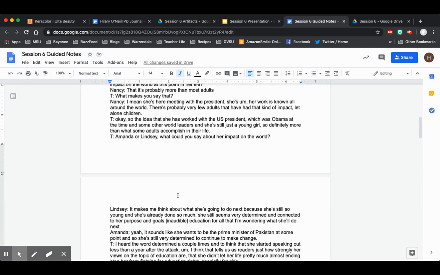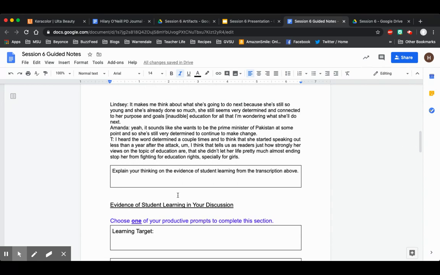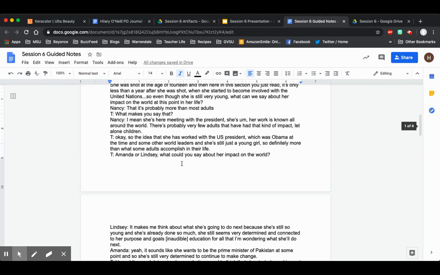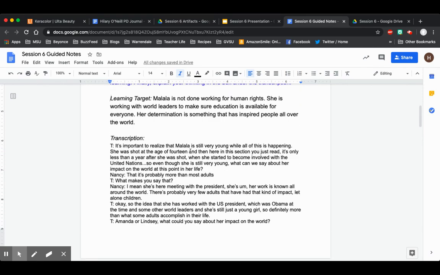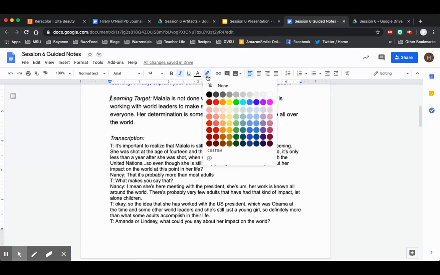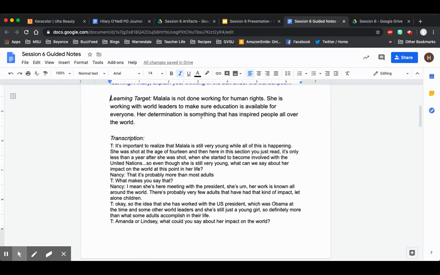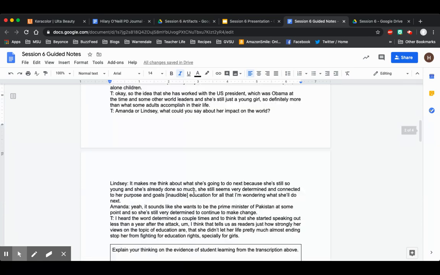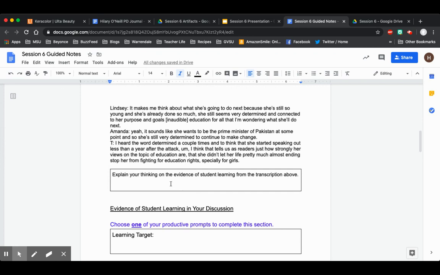Here was the transcript. And then what I want you to do is highlight, looks like the highlight feature is up here. Highlight where you see evidence of student learning. And then once you highlight that, you can come down here and just explain your thinking of why you feel that is evidence of student learning.